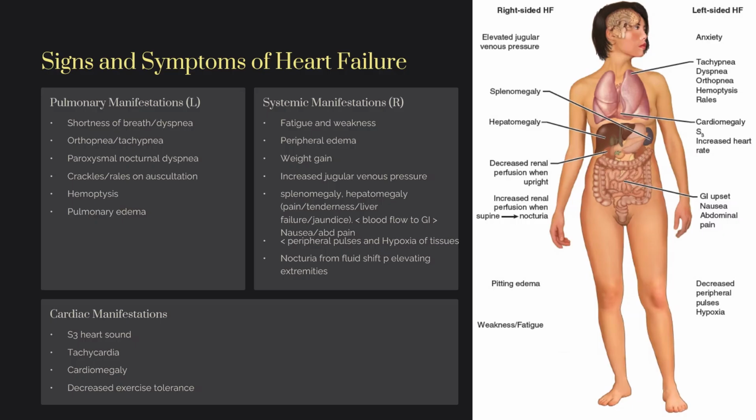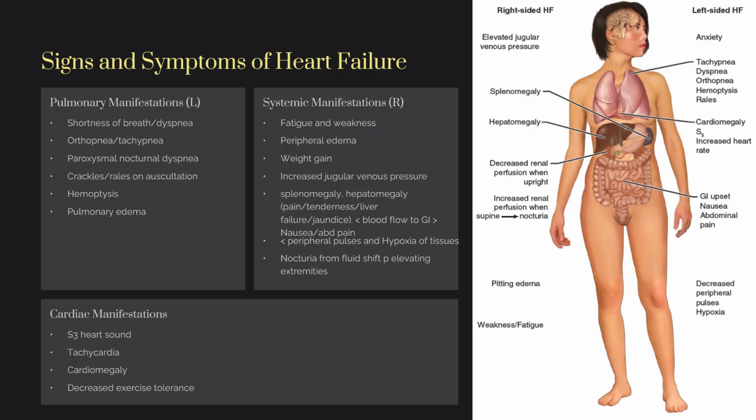Right-sided heart failure is more systemic, okay? So that's where I'm going to see systemic or peripheral edema. They may be fatigued, they may have weight gain, they can have an enlarged spleen, enlarged liver. They could have nausea or abdominal pain, and then they'll also have nocturia. So basically, when they lay down at night, that fluid that has accumulated is able to be processed and they have to go pee. Okay, so that can be a manifestation of that.